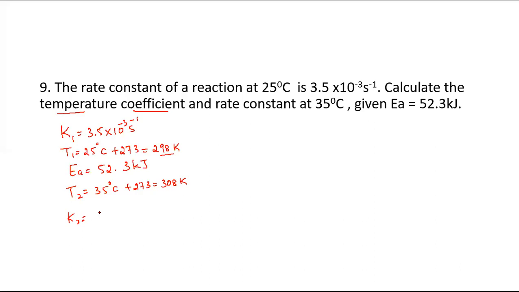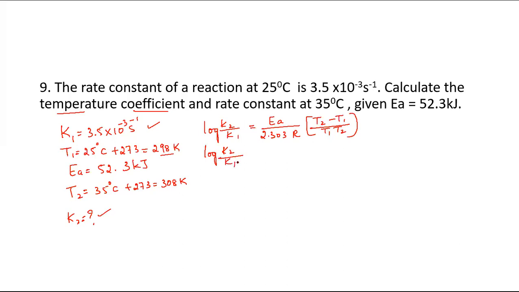So let us write the formula first. We will find K2. What is the formula? Log K2 by K1 is equal to EA divided by 2.303 R, into T2 minus T1 divided by T1 into T2. Since we have only the K1 value but we do not have K2, keep it as it is. At last we can substitute the value of K1 and solve it. Till then, substitute all the values except K1.